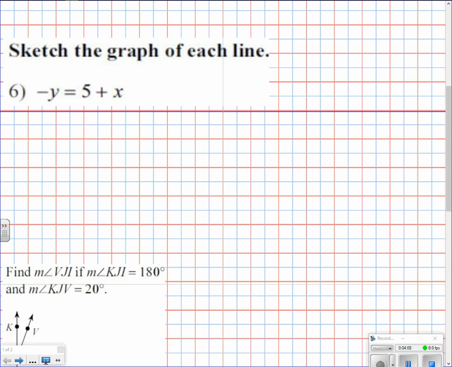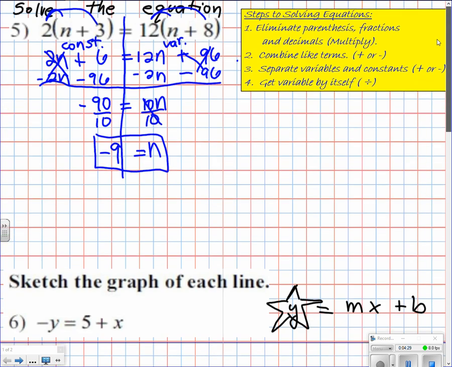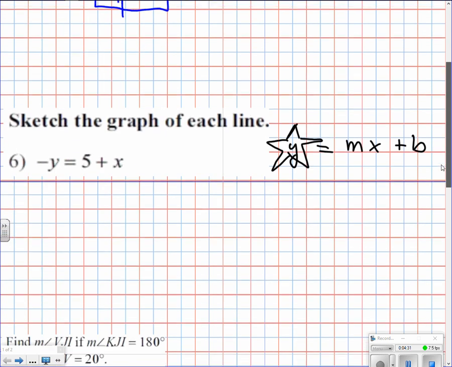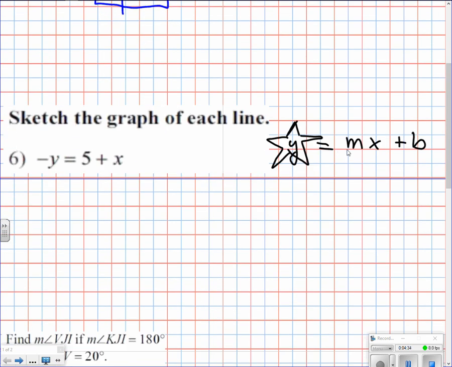And to sketch the graph, you're going to do y is equal to mx plus b. When you use that equation, you have to make sure that y is by itself. If it's not by itself, you get it by itself. The way you get it by itself is you follow the steps that we did earlier. Now, the number that's right next to the x is called the slope. And we define slope as rise over run.